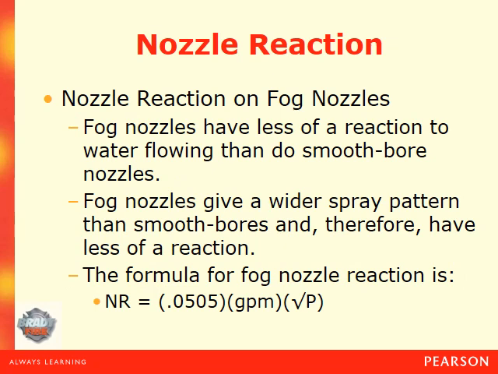Now our nozzle reaction, excuse me, on a fog nozzle is a little bit different. Since this is a broken stream, it's not a solid stream, the formula is going to be a little different and the nozzle reaction is not going to be as bad. Now in order to figure that, nozzle reaction is 0.0505 times the gallons per minute times the square root of pressure.